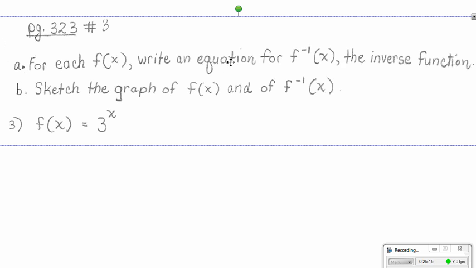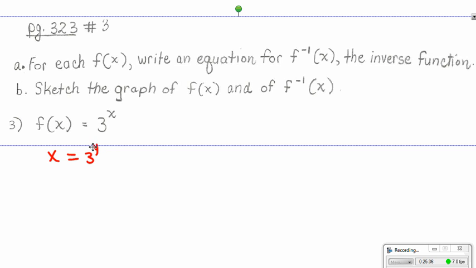All right. Here, write an equation of its inverse function and sketch the graph. Now, an inverse function is simply when you switch x and y. That's one way for you to look at it. Then here, instead of y equals, we could say x equals 3 to the y power.